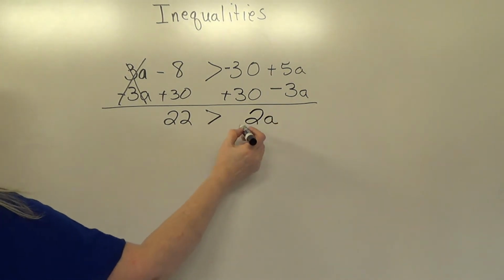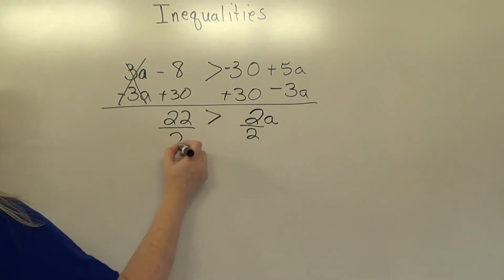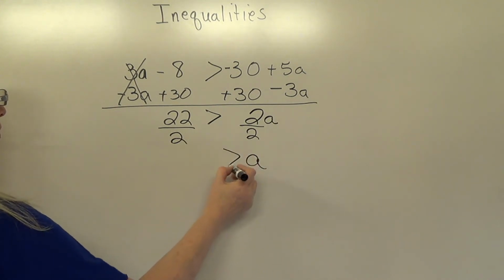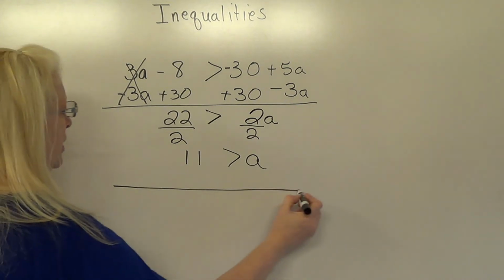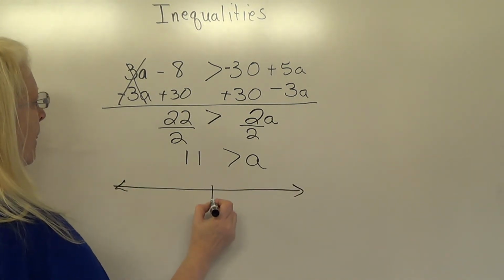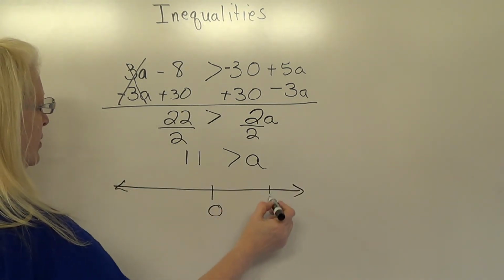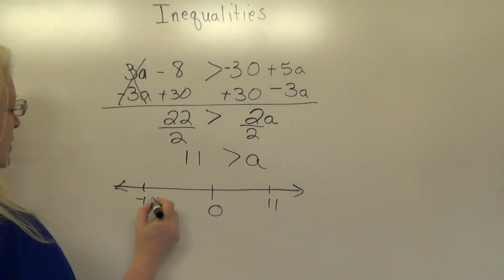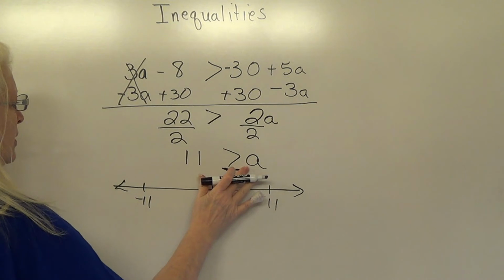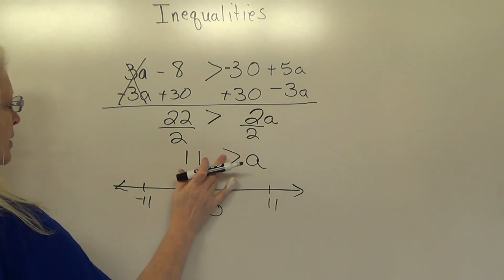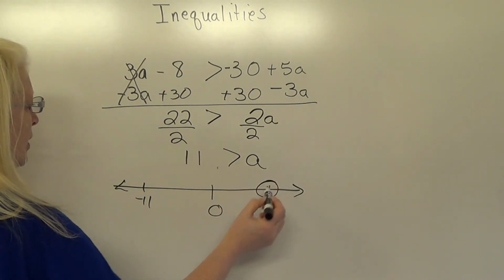Now I'm going to divide through by 2 on both sides so that I can get a by itself. And we get 11. 11 is greater than a. Now I'm going to graph it. There's 0. Take the number and its opposite. Okay, on 11 there's not an equal sign under the greater than. So it means that it's going to be an open dot.